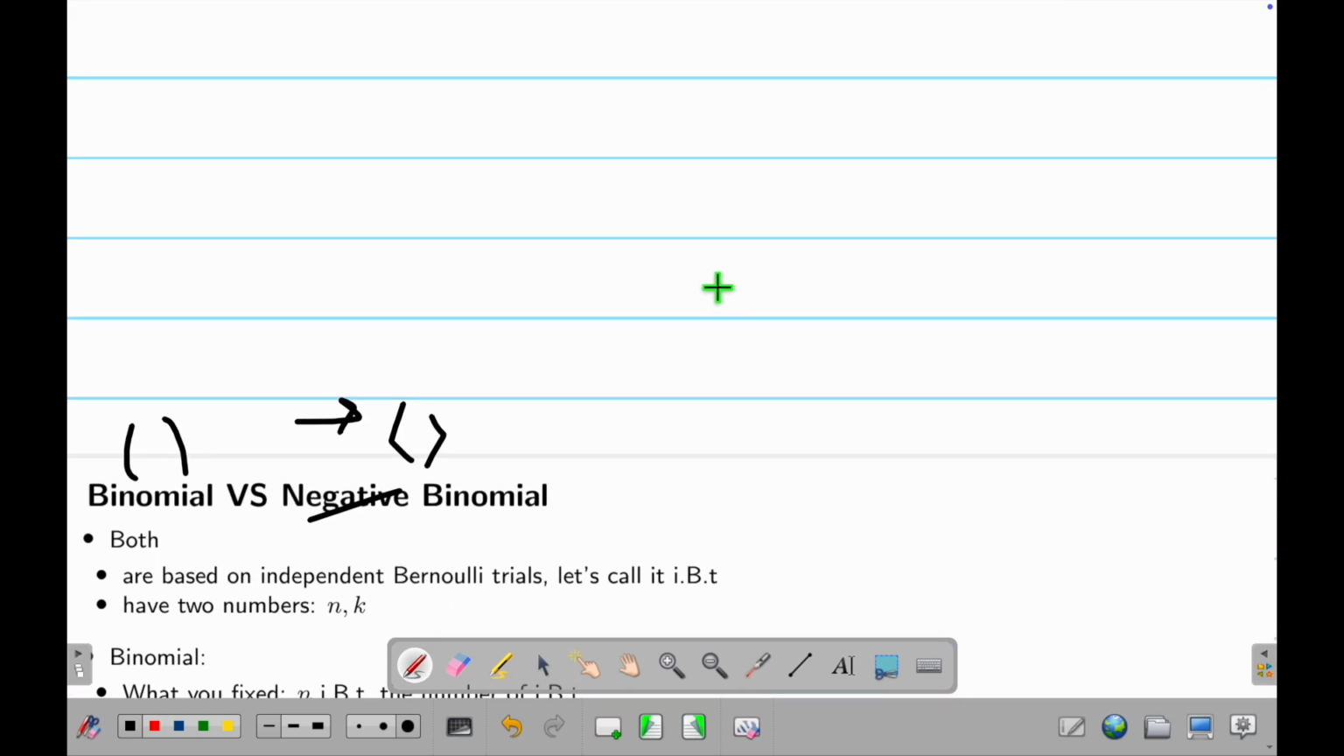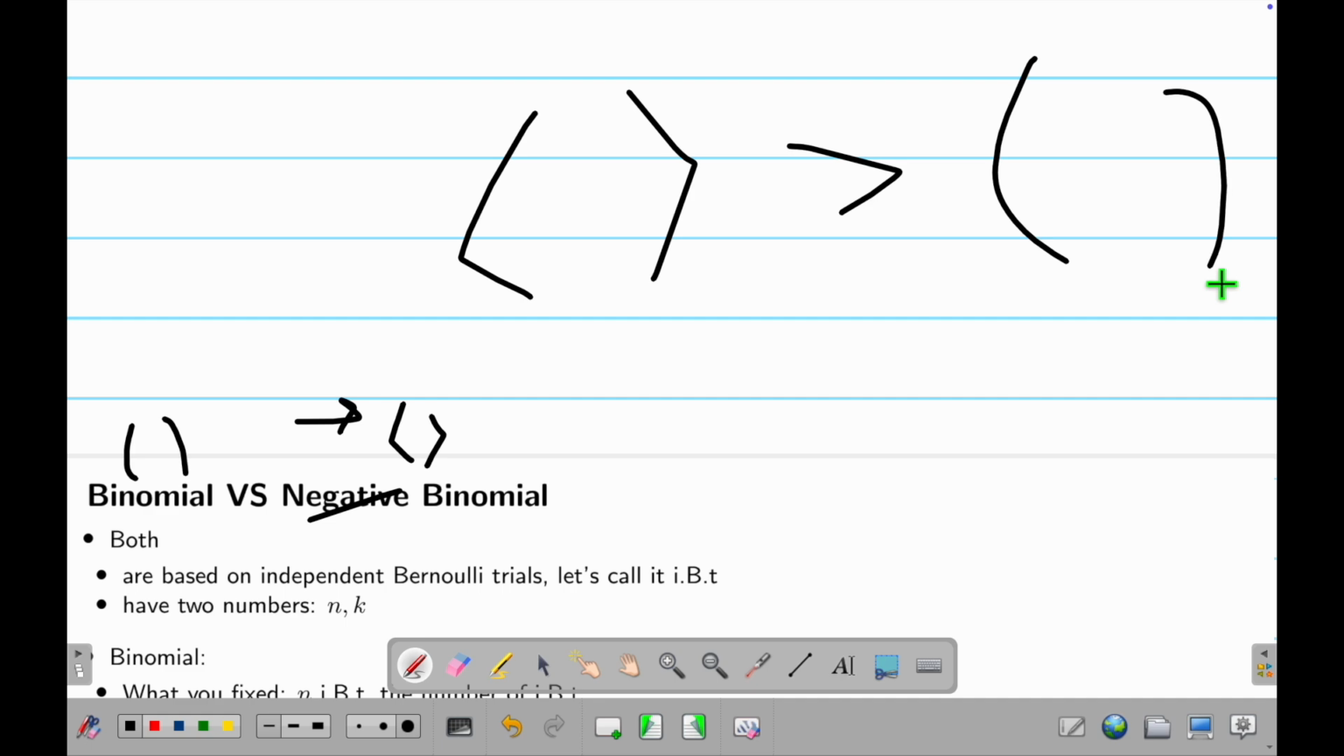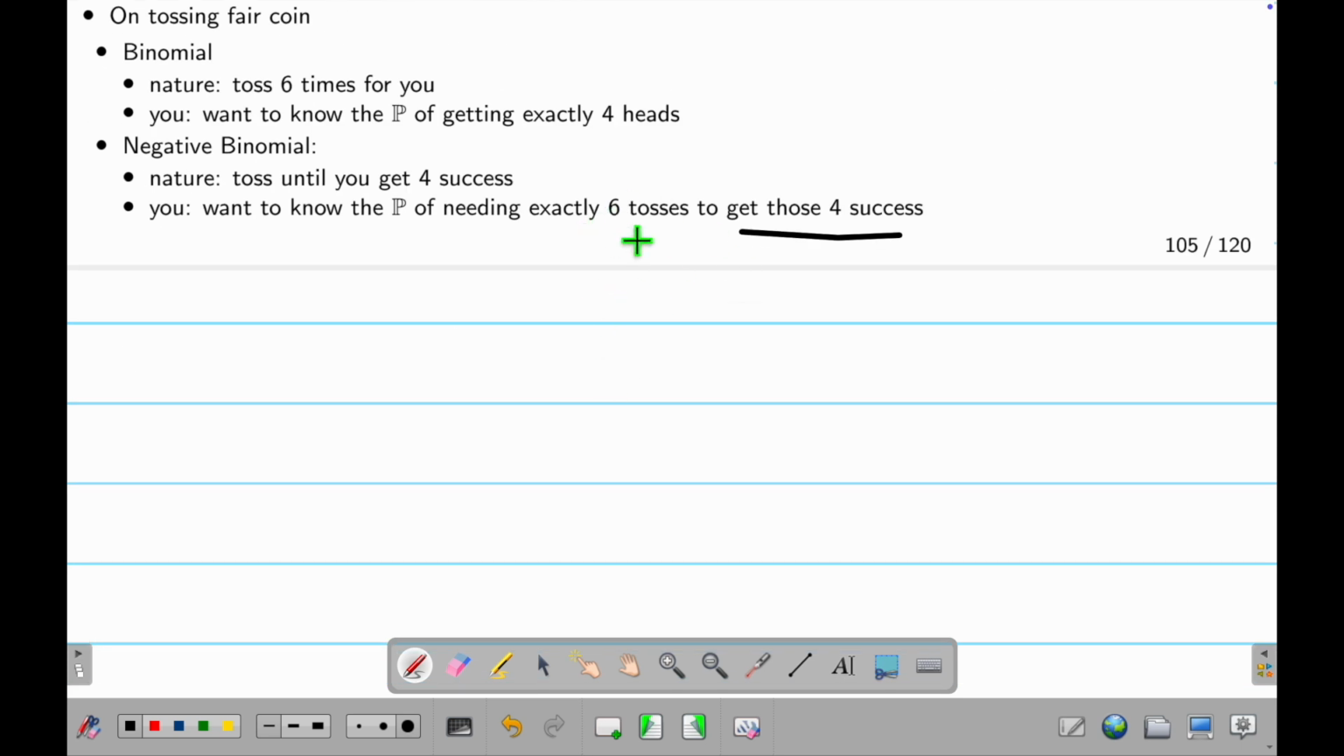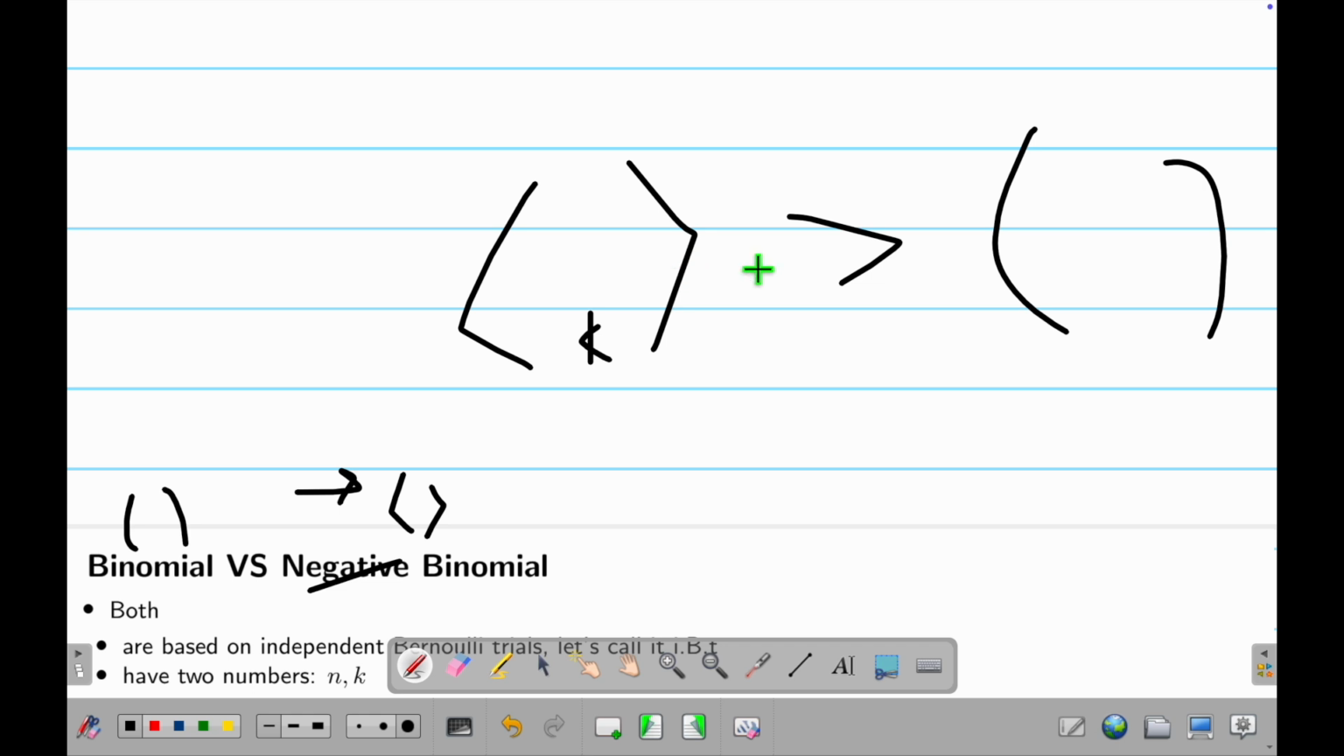Also, you may remember, this number, if k is not 1, is always larger than this number. In the quiz, I asked you this question, right? If k is not 1, why? Because when asking for 4 successes, it's possible I need 2 million tosses. So I have to count more stuff than this one. Therefore, this is larger than this.